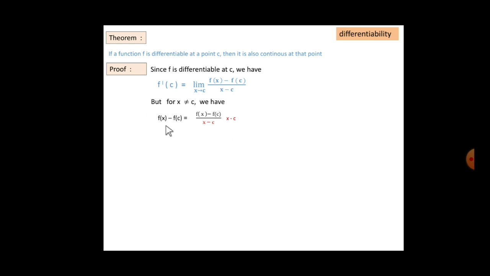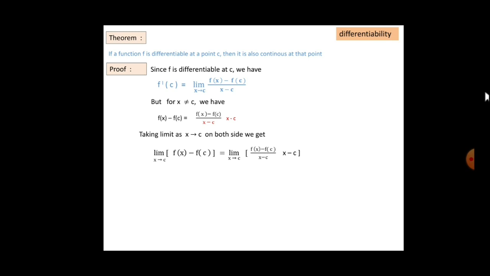To prove that, let me operate on f of x minus f of c. Let me rearrange it like this: f of x minus f of c divided by x minus c, multiplied by x minus c, which becomes the same as f of x minus f of c, that is the left side. Next, take the limit as x tends to c on both sides, for the entire term on the right side also.